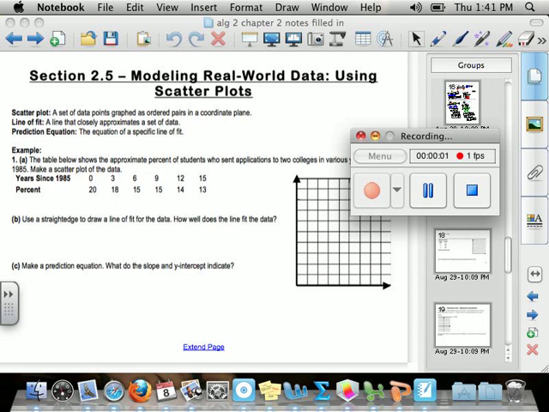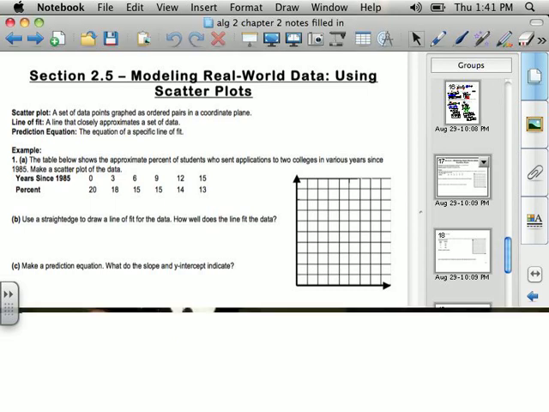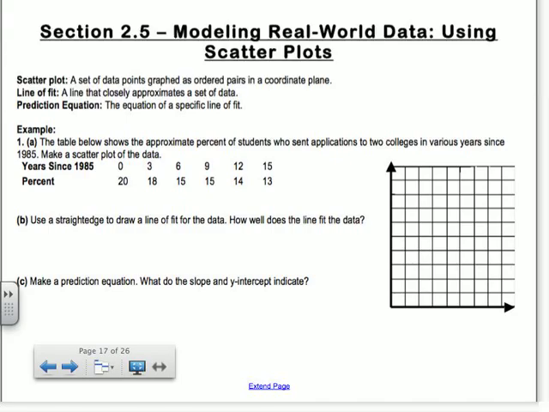All right, section 2.5 is on modeling real-world data using scatter plots. So whenever you hear math modeling, that means story problems. So these are kind of like story problems, real-life problems. So scatter plot. Have you guys seen scatter plots before?